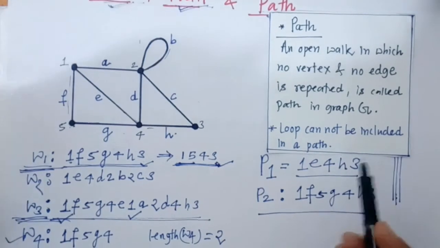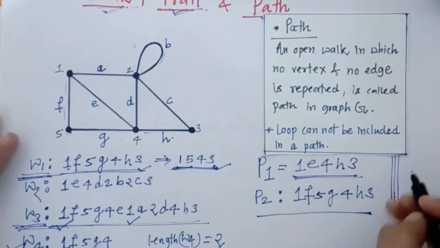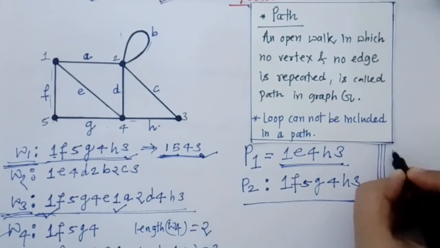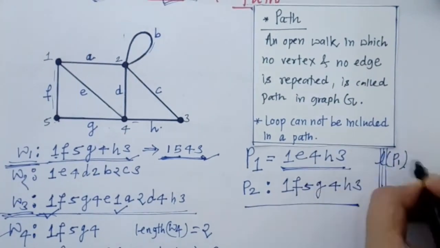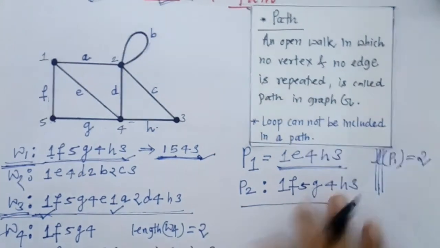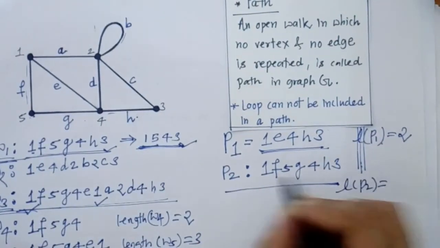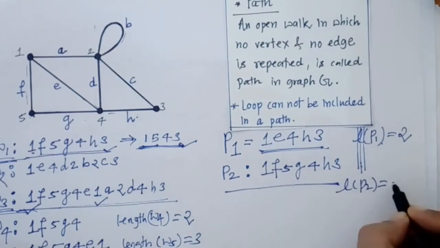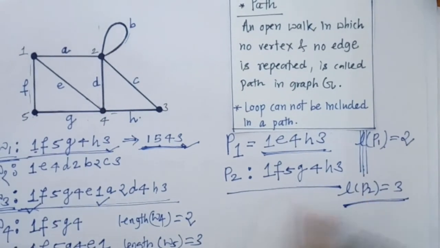Similarly, what is the length of this path? The length is the number of edges included in this path. For this P2, how many edges are included? We have 3 edges. So this is the length of this path.